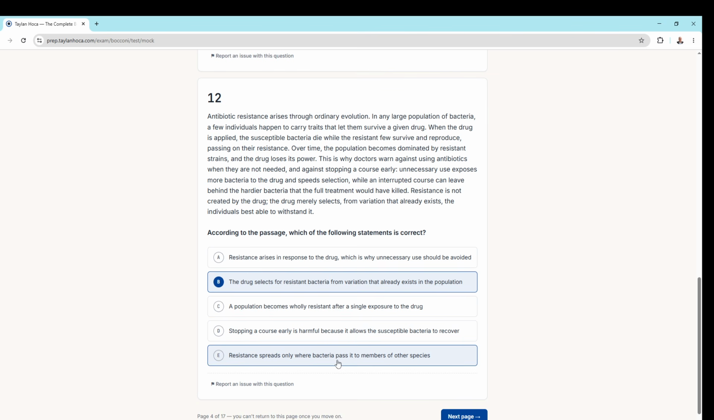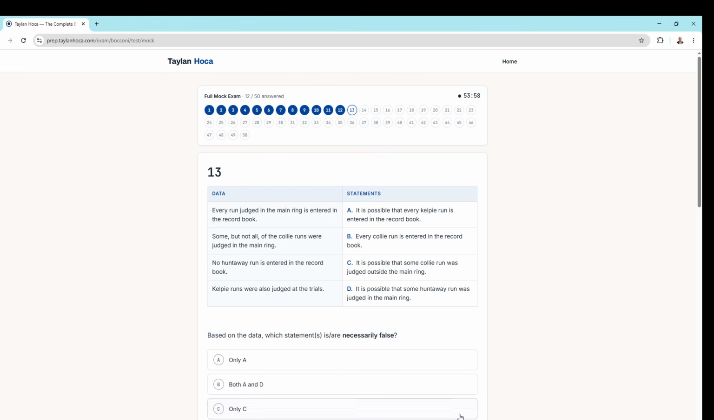Resistance spreads only where bacteria pass it to members of other... No, it's not said. So I think the idea is that the variation is already there. The drug only leads to selection within that variation. So that's why I'm going to go for B.